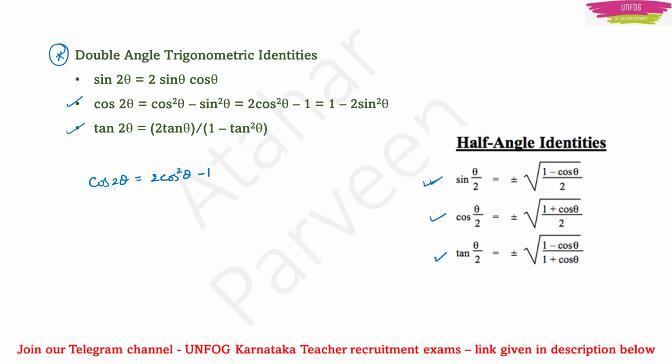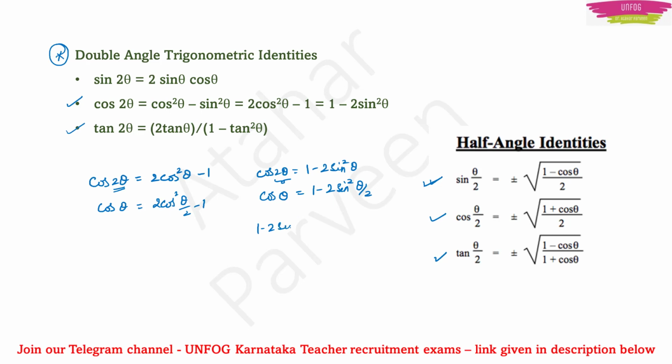Now, if you want to take this as just theta, it means you are making the angle half, right? So you will write it like this: cos theta is equal to 2 cos square theta by 2 minus 1, correct? Similarly, we have cos 2 theta is equal to 1 minus 2 sin square theta. So if you take just theta here, meaning you take half of this angle, you will have 1 minus 2 sin square theta by 2, correct?